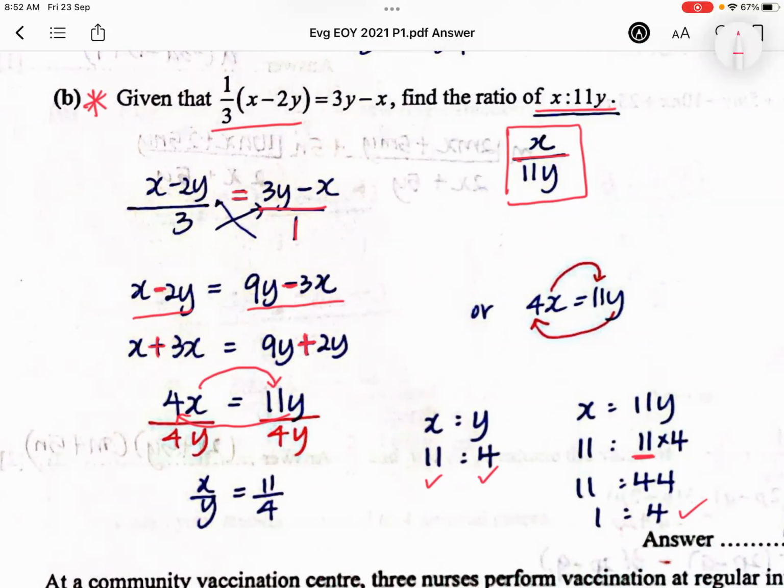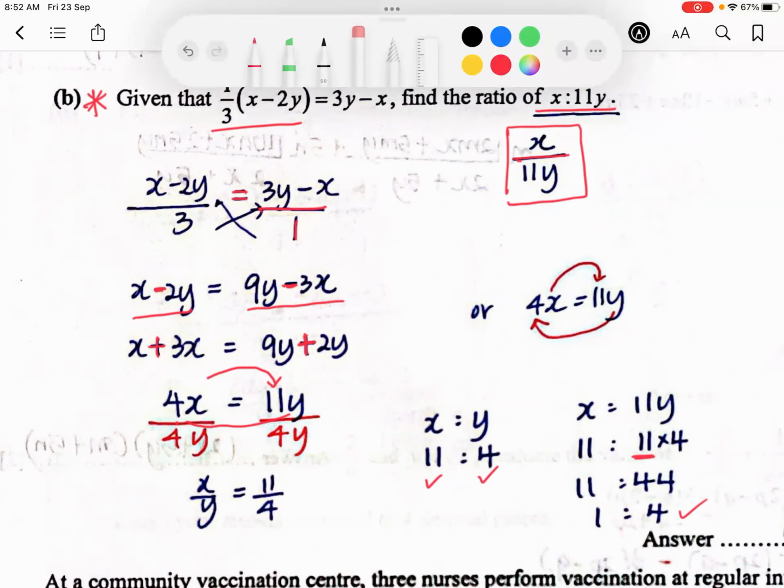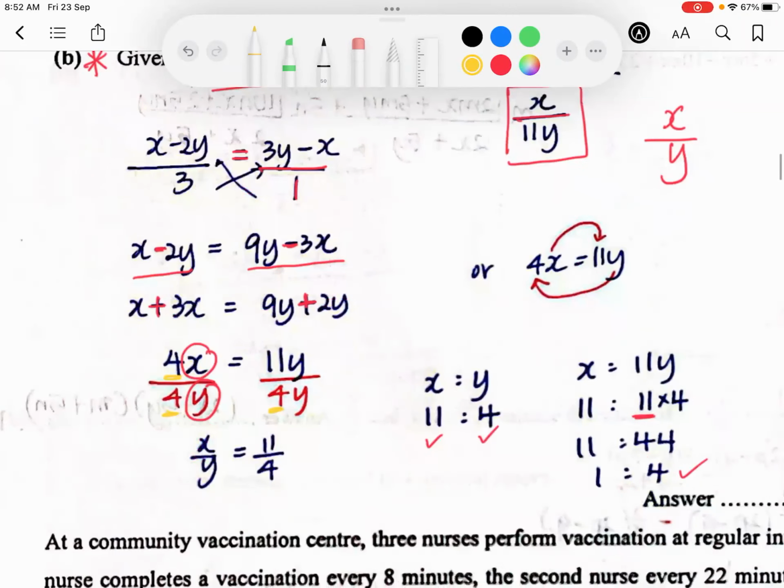But for method 2, how do you know it's 4x equals 11y? I want x over y itself, so I want to make x and y appear. I'll divide by y, but I do not want 4 to appear, so I divide by 4 on both sides. When you do this, this one cancels away and you get x over y. This one cancels away and you get 11 over 4. So it's not that how do I know? It's because I've done it algebraically.